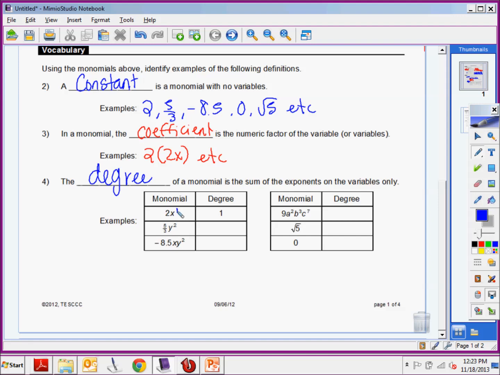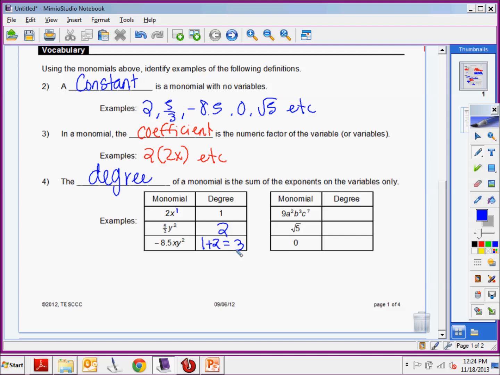Wait, I didn't get it. So the degree of the monomial is the sum only on the variable. Okay? So here, 2. On this one, my degree is 2. On this one, 2. Then 3. Why is it 3? X and Y. There's a 1 and a 2, which equals 3. So my degree is 3. It is a third degree monomial.